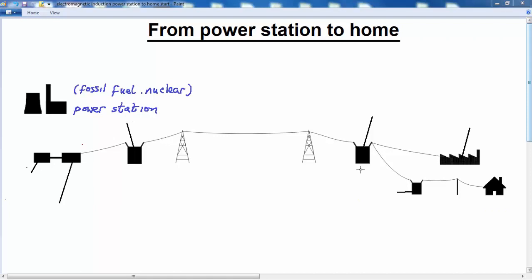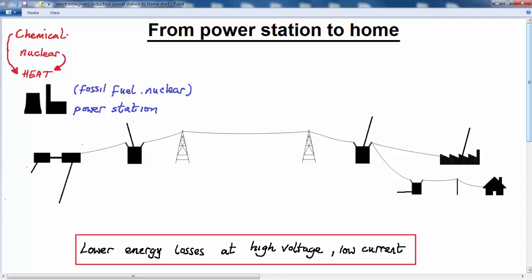The job of the power station, if it's a fossil fuel power station, will be to convert, first of all, chemical energy stored in coal, oil or natural gas into heat, and that will take place in the furnace of the power station. Or if it's a nuclear power station, then it will be to change nuclear energy into heat, and that will take place in the reactor of the power station.